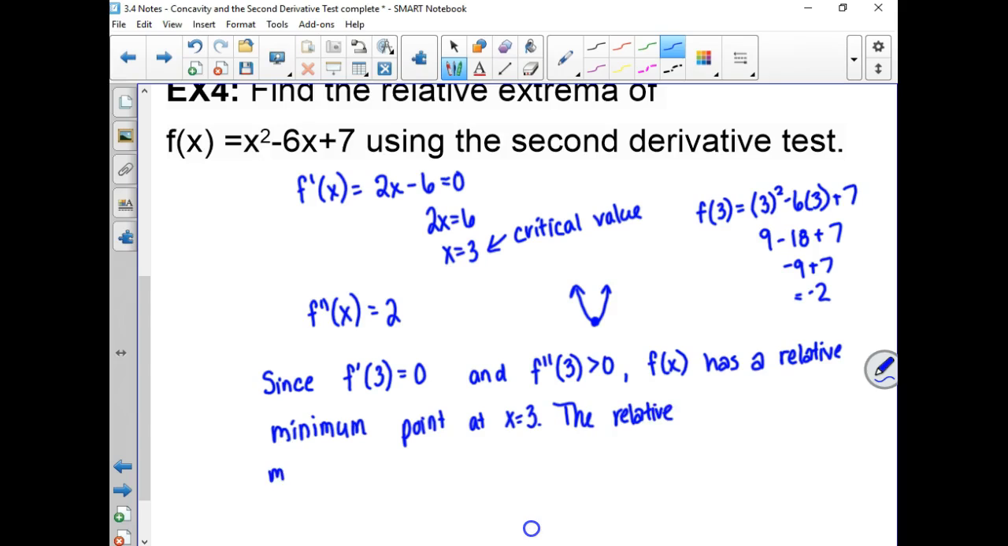The relative minimum is 3, negative 2. And I could have said that all together: f of x has a relative minimum point at 3, negative 2 because f prime of 3 equals 0 and f double prime of 3 is greater than 0.